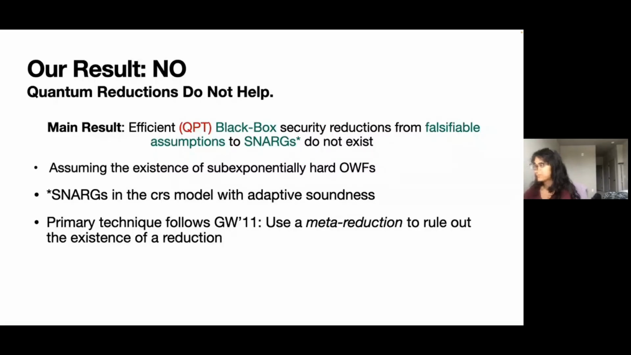Right. So adaptive soundness is stronger, right? It's a stronger guarantee, and we're saying this strong object cannot come from black box reductions to falsifiable assumptions.